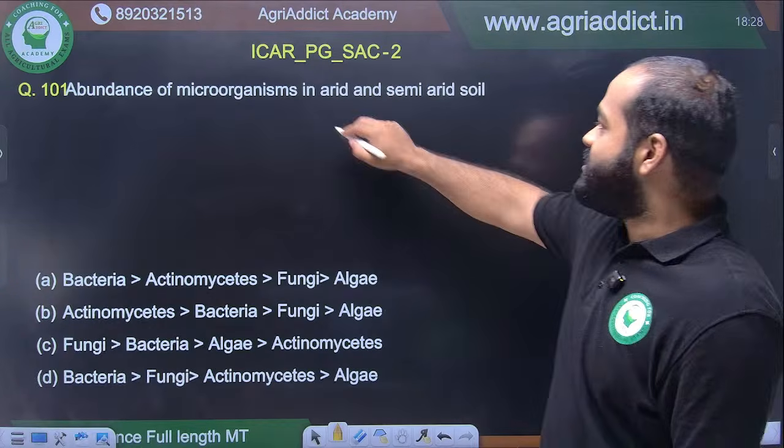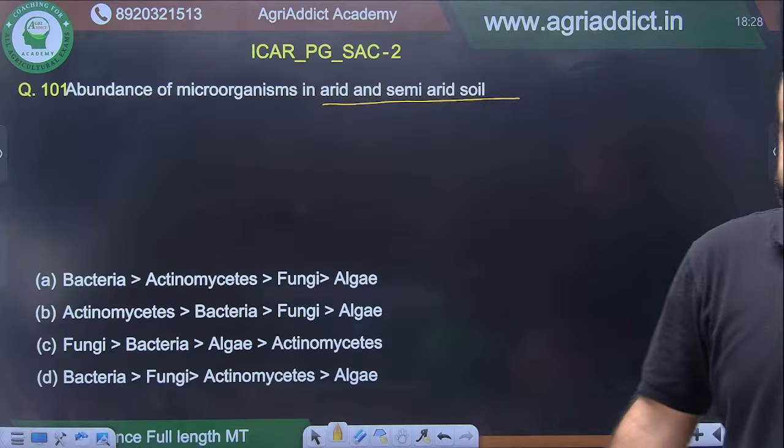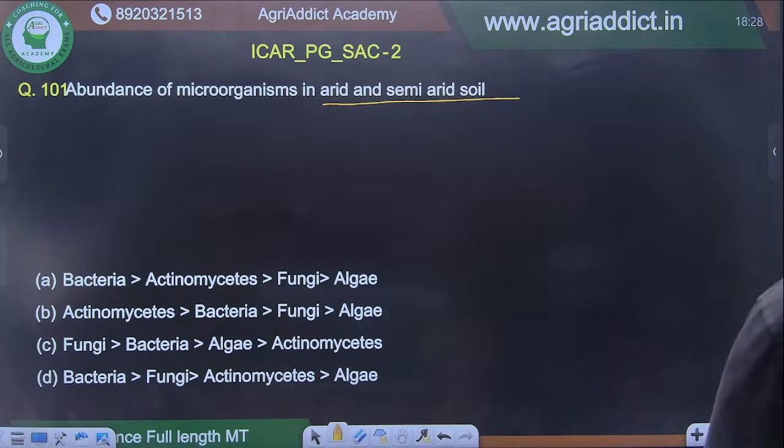Abundance of microorganisms in arid and semi-arid soil. This is a very good question. This requires your understanding also. सिर्फ रट्टा मारने से ये आंसर नहीं होगा. Tell me, what would be the answer? Abundance of microorganisms in arid and semi-arid soil. Not in all soil, but arid and semi-arid soil. What would be the abundance?